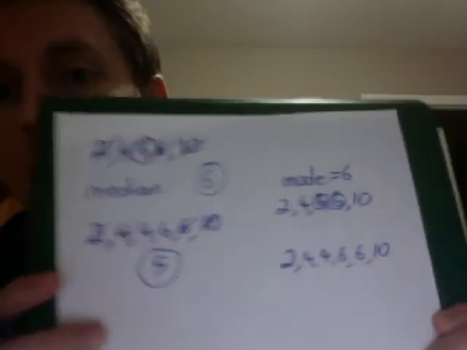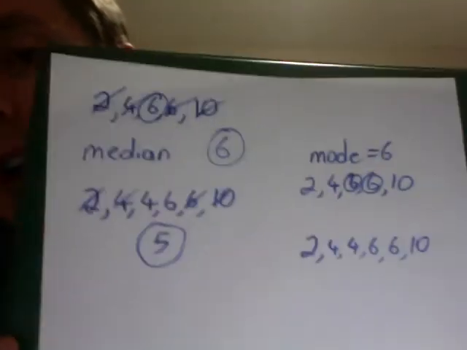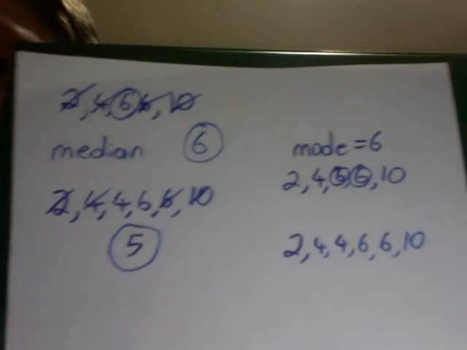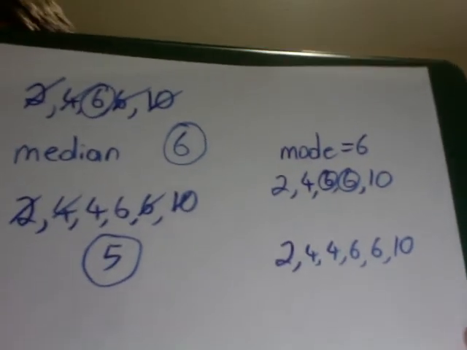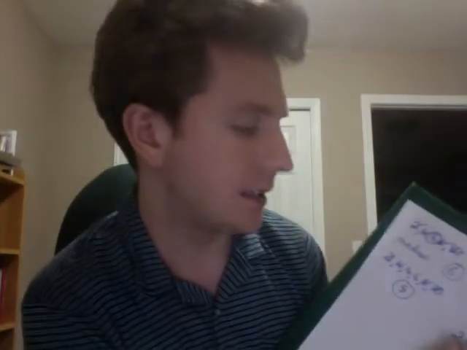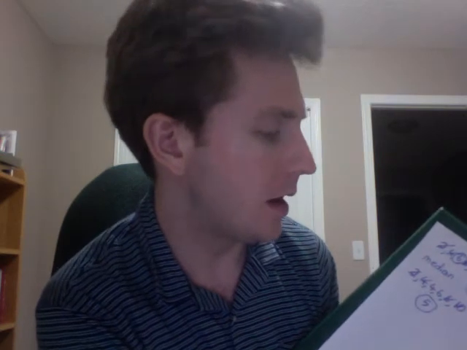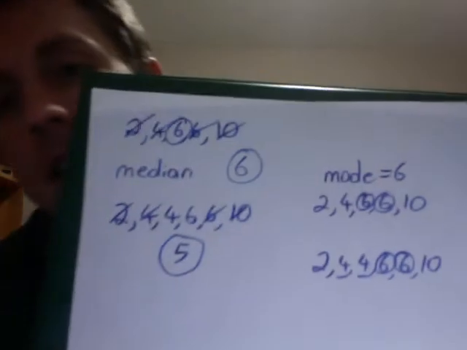So let's go back to our second set, where we had the exchange student: 2, 4, 4, 6, 6, and 10. In this case, the values that occur the most often are both the 4 and the 6 out of 10 on their quiz. So I'm going to underline the 4's and circle the 6's. In this case, we have two different modes.